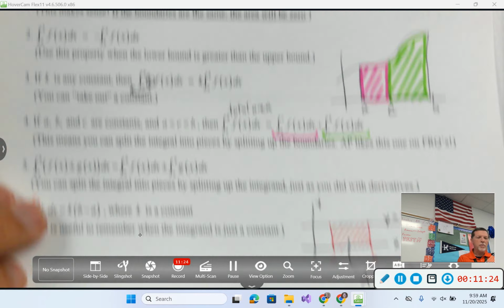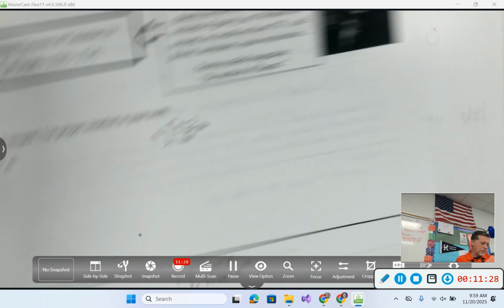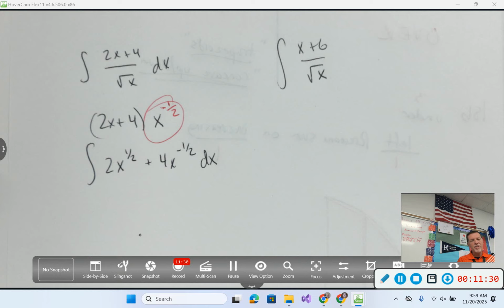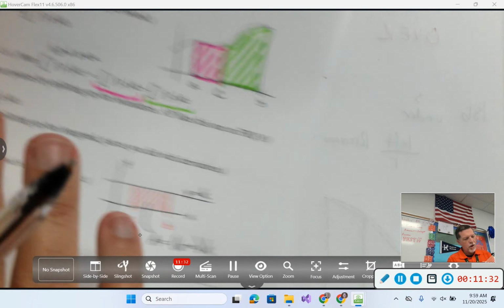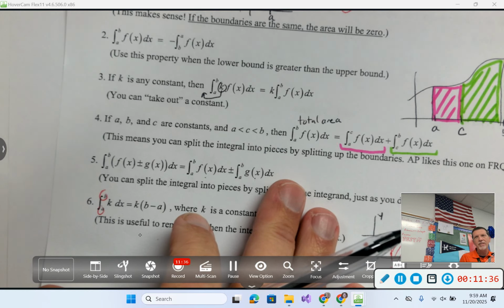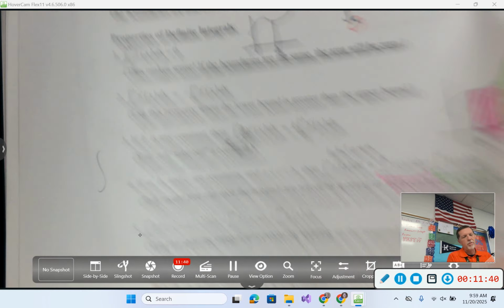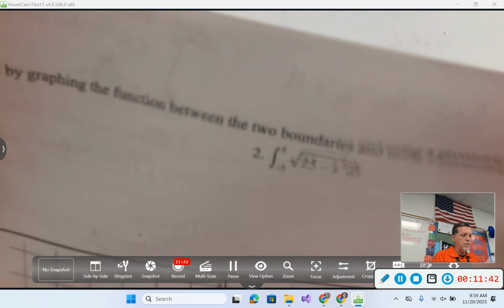So those are some of the properties that we'll use. I feel like most of them make sense, so you don't really have to memorize those properties. You don't go home and put each of those properties on a note card and remind yourself of them. I think most of them make sense. So we'll just use them as needed.